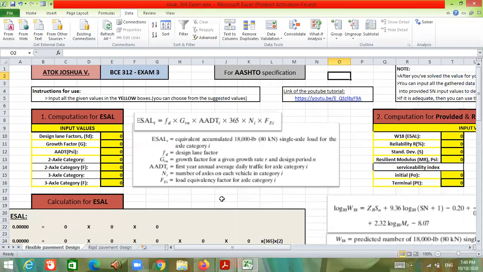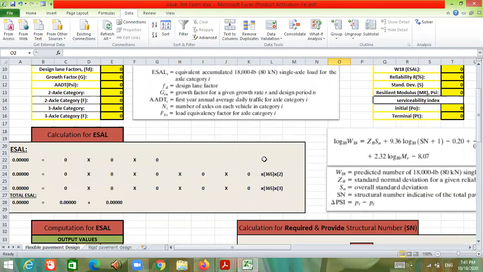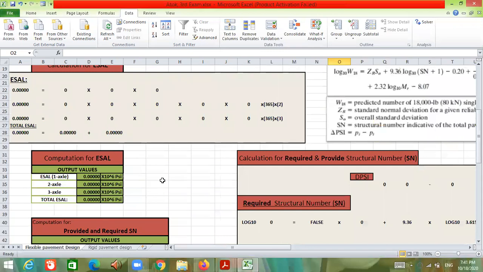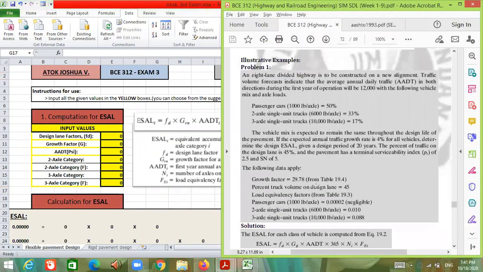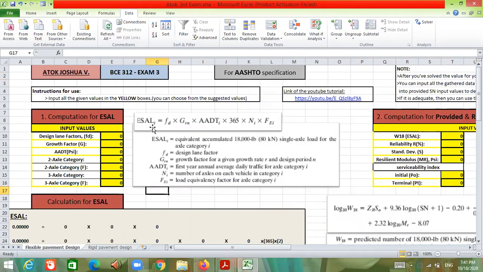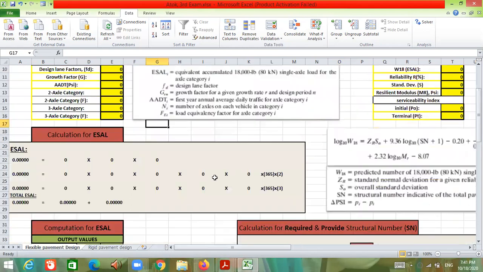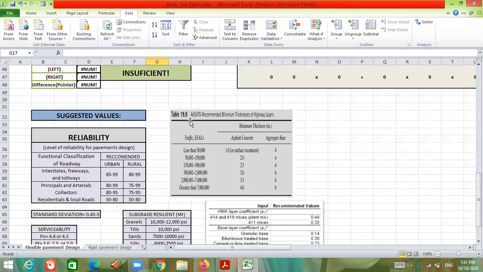The formula for solving for ESAL is this one. And it is going to process in our calculation sector, and the output of our value will be here. And without further ado, let's try to solve this problem. And by the way, the instruction is very simple. Just input the given values in the yellow boxes. And if you are not given any kind of values, there are standard values provided right down below, where it is called the suggested value sector.